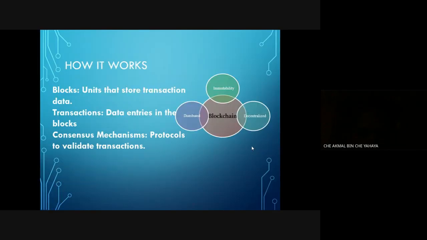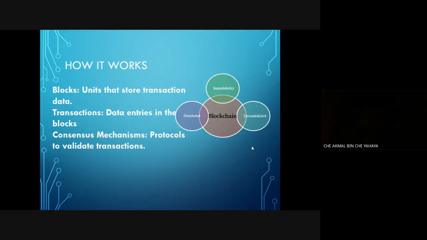Okay, next slide is how it works. Usually blockchain has three things related to the connection between chain to chain, not block to block. First, the block is a unit that stores transaction data. It means that each block has secure, recorded data. Any transaction that happens at that time will be recorded in each block.